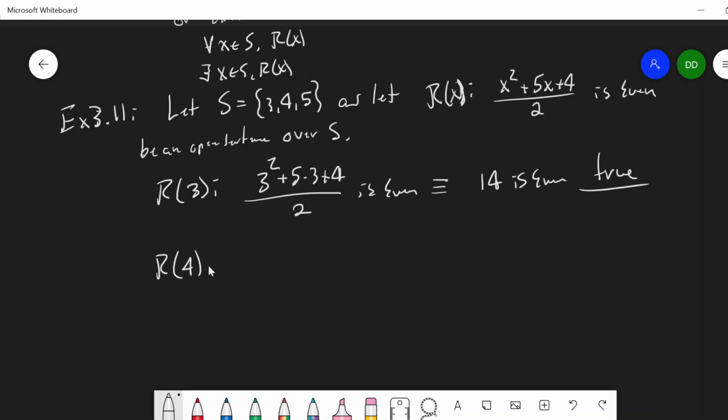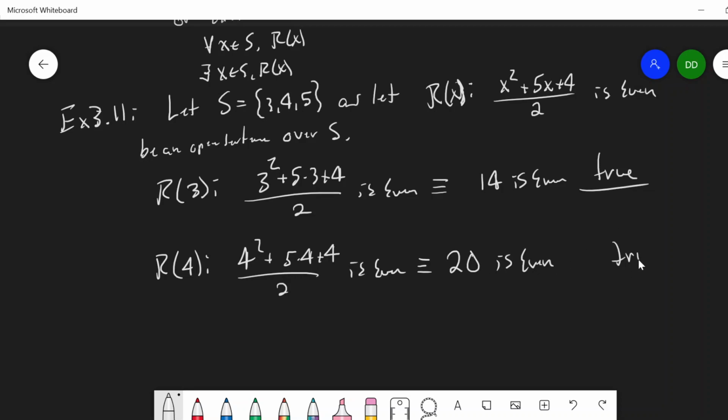Let's look at R of 4, our next element in this set. That would be 4 squared plus 5 times 4 plus 4 over 2 is even. 4 squared is 16 plus 20, so that's 36, plus 4, that's 40 over 2, that's 20. So this is equivalent to the statement 20 is even. That's also true. So going well so far.